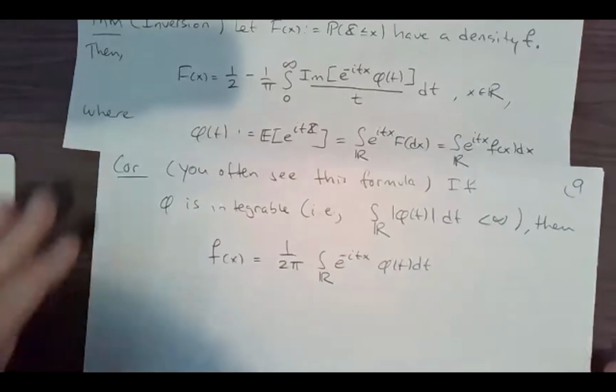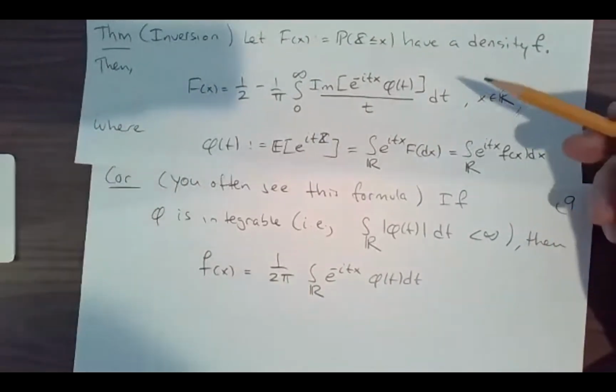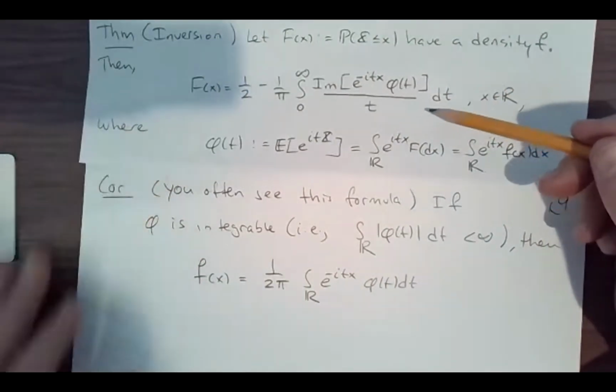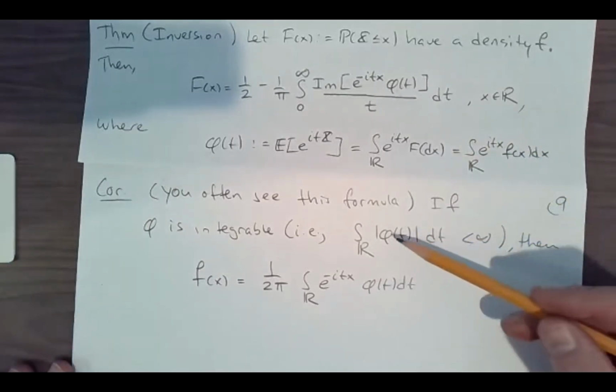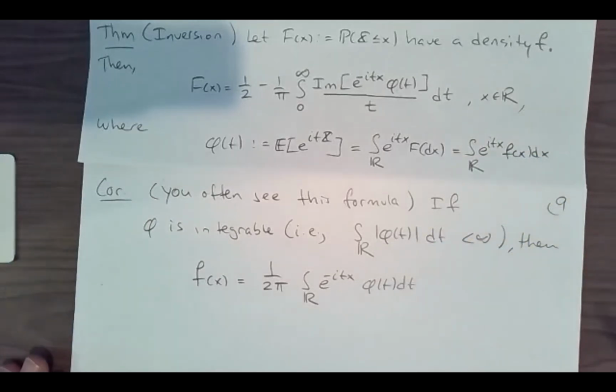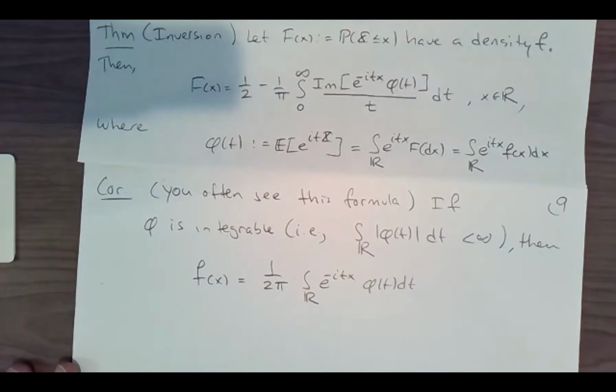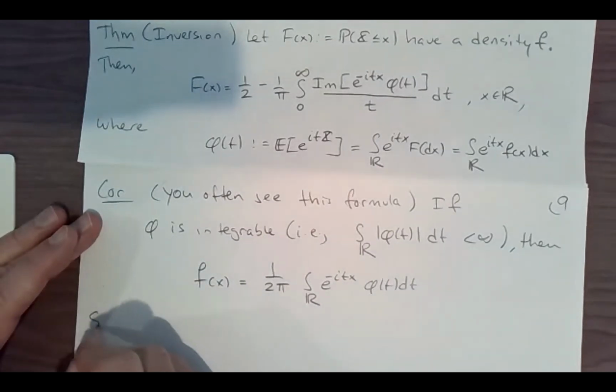Okay. So the first formula is the general one, and then the second one, if phi happens to be integrable, you can get something that is more specific. But just some things to note.